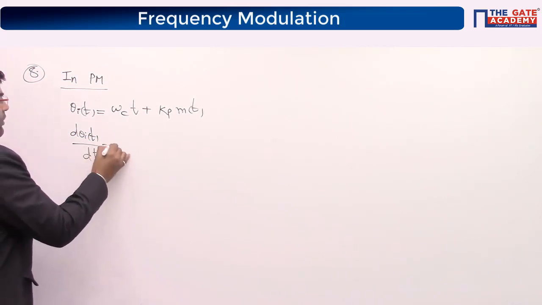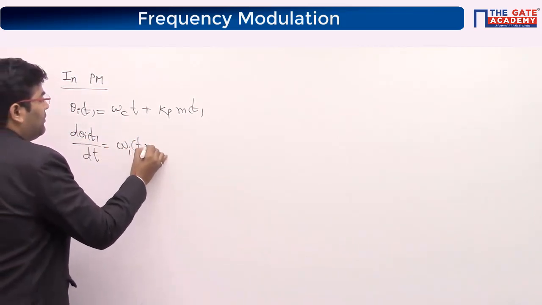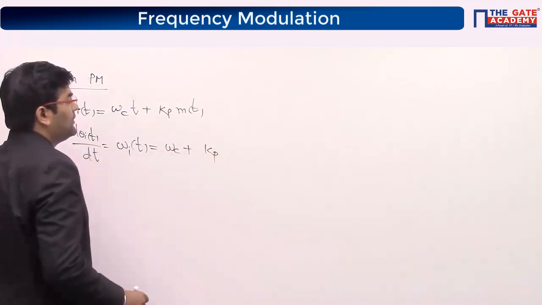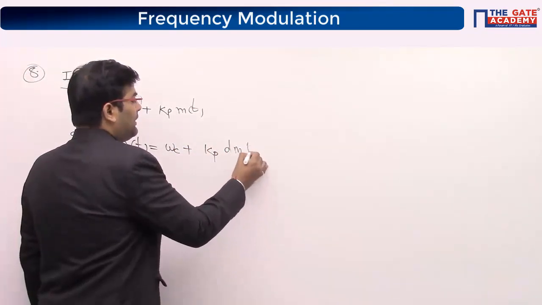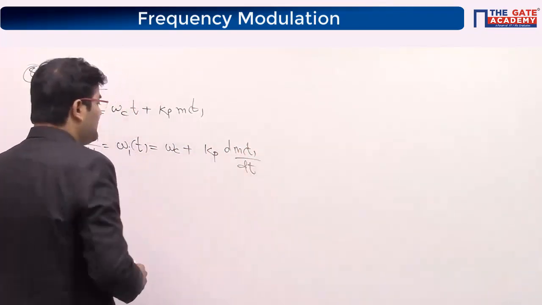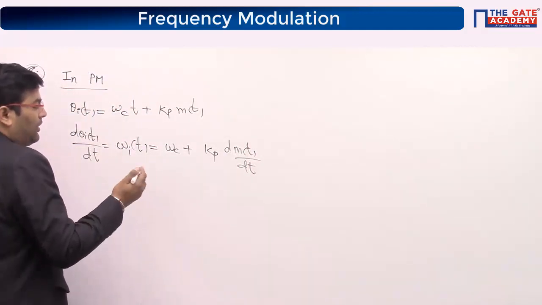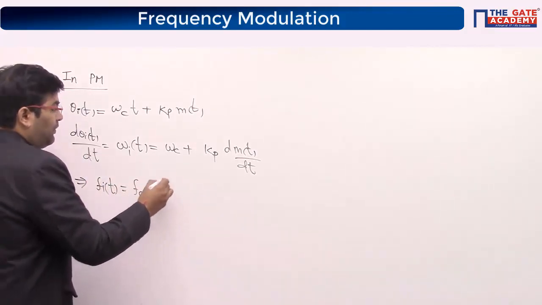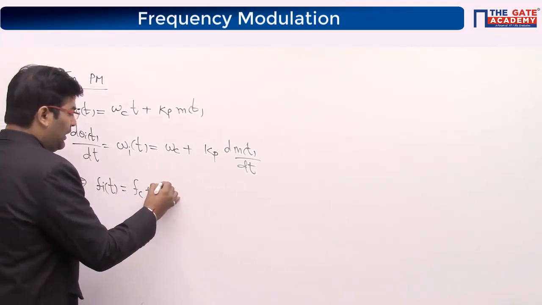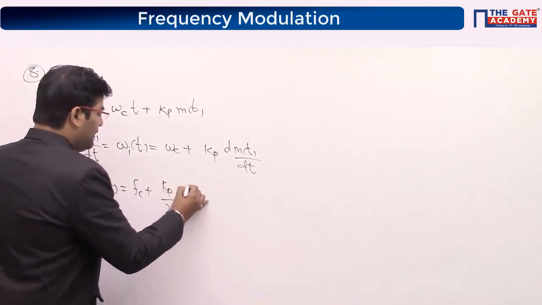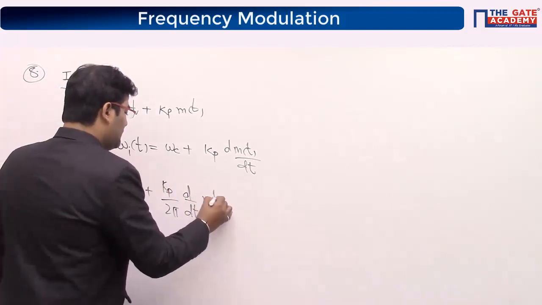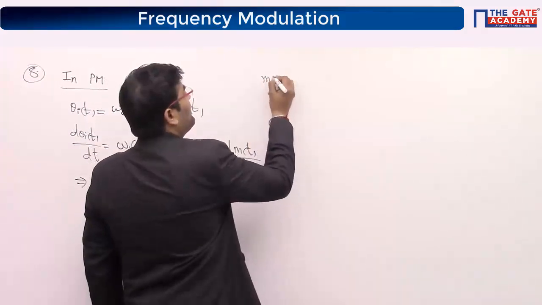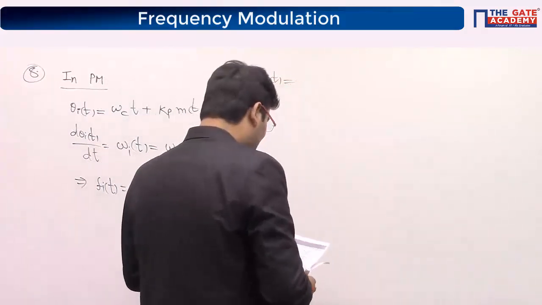So it will become omega_i(t) equal to, differentiate this, omega_c plus k_p dm(t)/dt. Now since they're asking you the instantaneous frequency, not instantaneous angular frequency, you write f_i equal to f_c plus, divide by 2 pi, k_p by 2 pi times the differentiation of the message signal. Guys, the message signal is also known as the modulating signal, which they have given you as a very bad equation. I know that. I also felt the same.